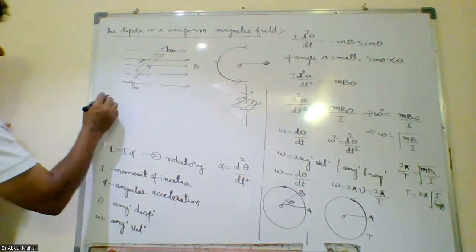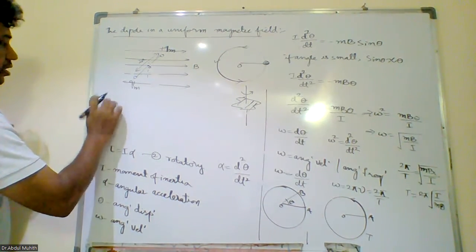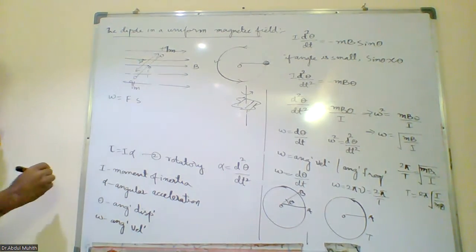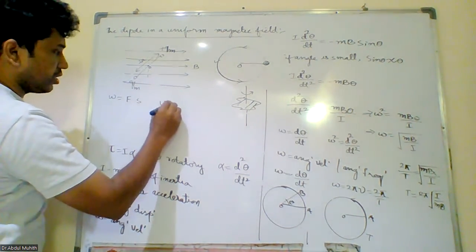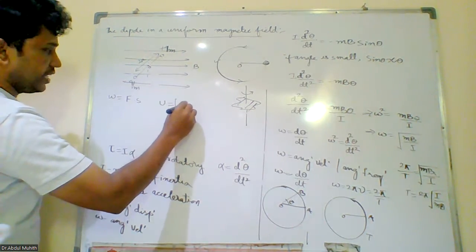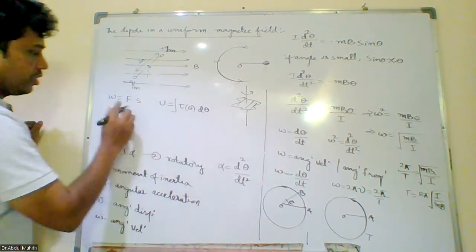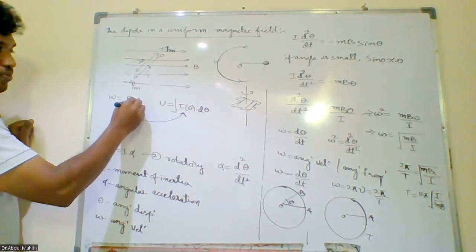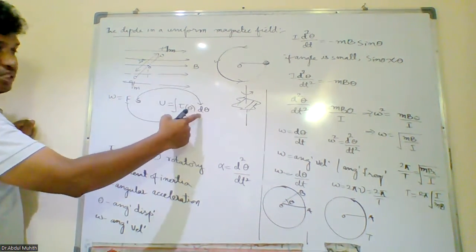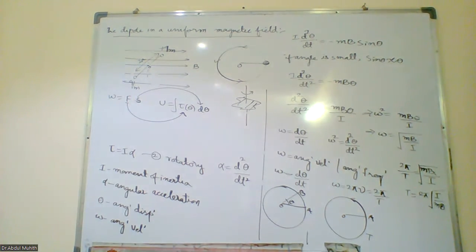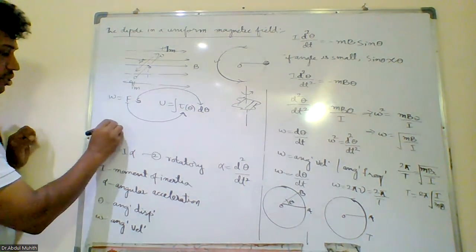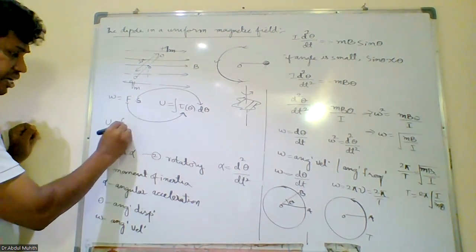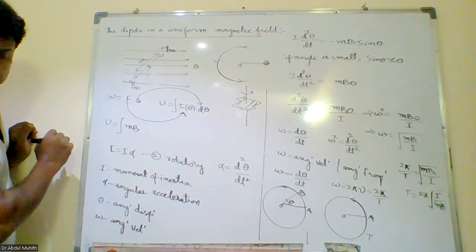So we have energy, or work done, is equal to F dot S. Remember this one? In rotatory motion we have U is equal to the integration of tau d theta. What is tau? When you are taking force in rotatory motion it becomes tau. Displacement in linear motion becomes angular displacement in rotatory motion. Got it? Now, the energy of a rotating body in the magnetic field is given by tau, which is equal to mB sin theta.